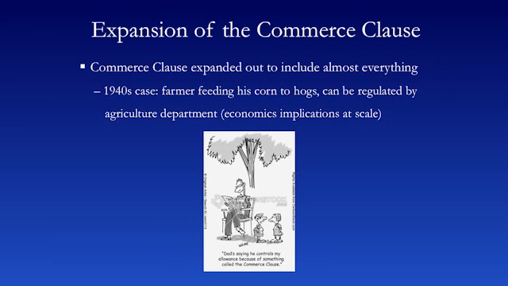After this early decision in the 1930s, does the Commerce Clause continue to grow and expand? Yes, there's a great case in the 1940s that involves growing crops. There was a farmer who was feeding corn to his hogs, and he was told that the agricultural department forbid him from doing so because he was going to affect the international price of corn.